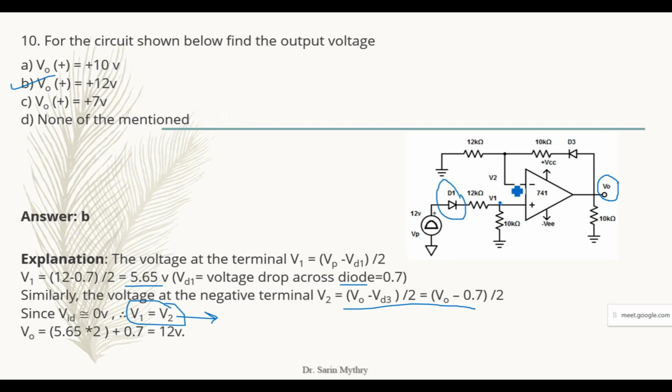Can anyone tell me how V1 is equal to V2? How V1 is equal to V2? Please talk to me.